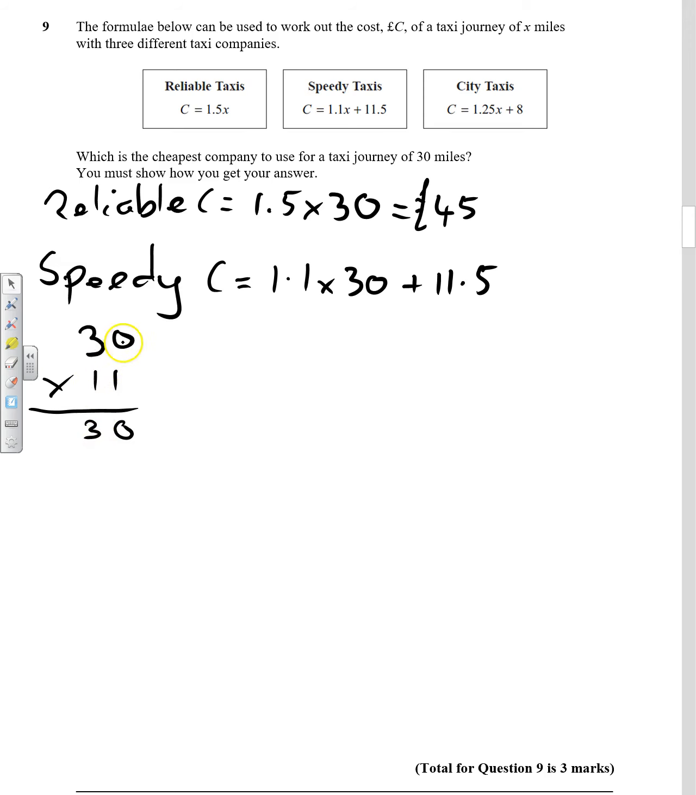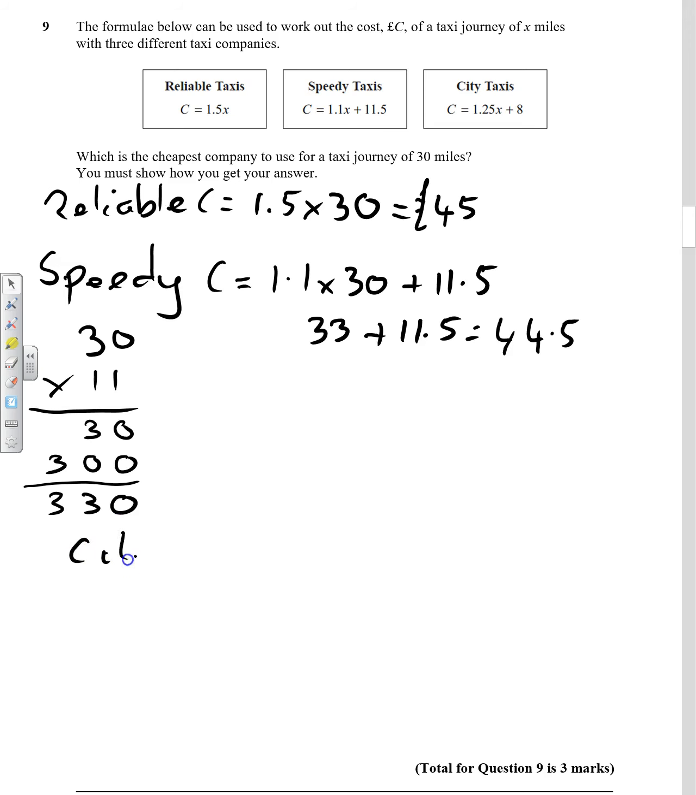Now I'm multiplying by the tens, so I need to put a 0. So I'm actually in the tens column. Now 1 times 0, 0, 1 times 3, 3. Add them together, it's 330, but because we're doing 1.1, it's actually 33. So now we've got 33, add 11.5, which is 44.5.